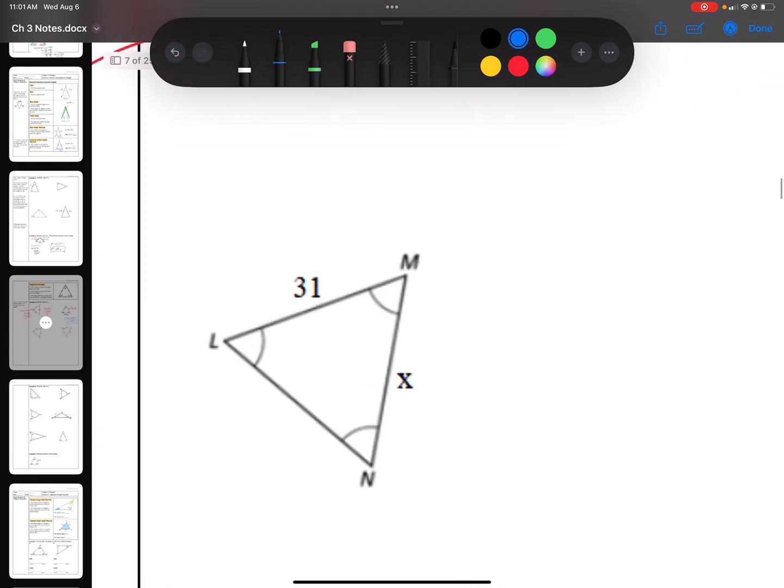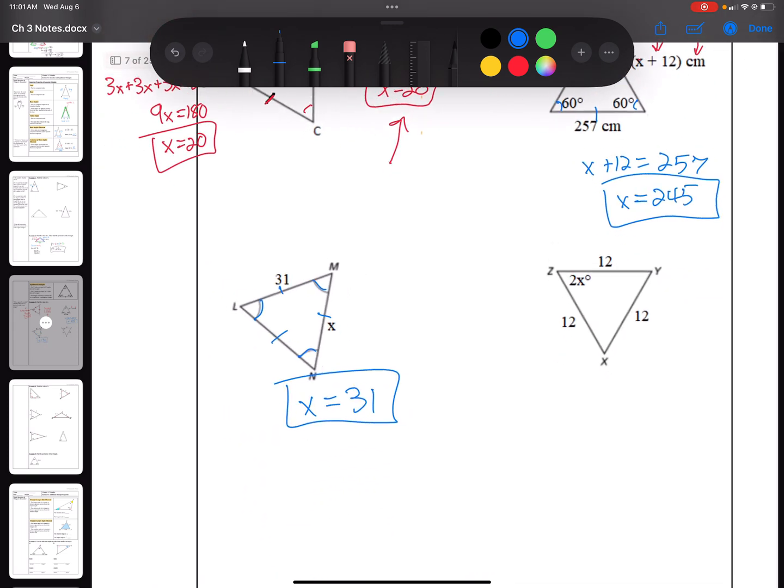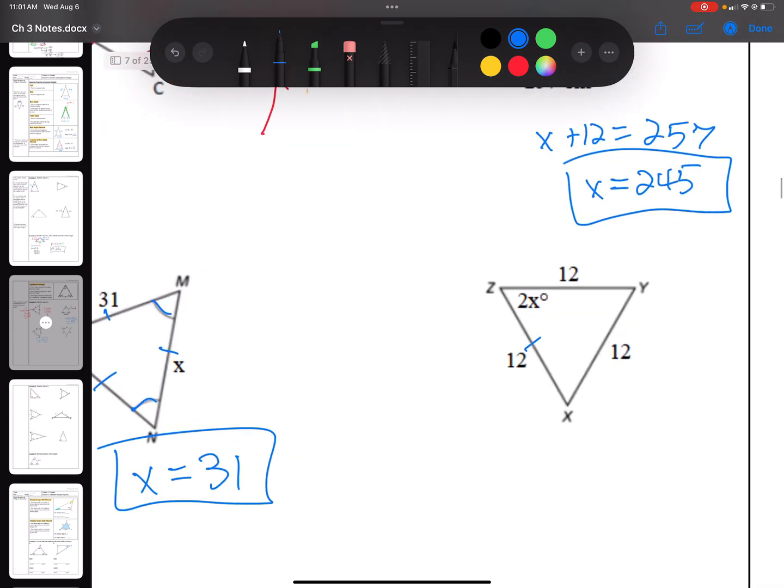Same thing here. 3 equal angles. That means I have to have 3 equal sides. So x has to be 31. In this one, I have 3 equal sides, which means all 3 angles have to be equal, which means they all have to be 60.